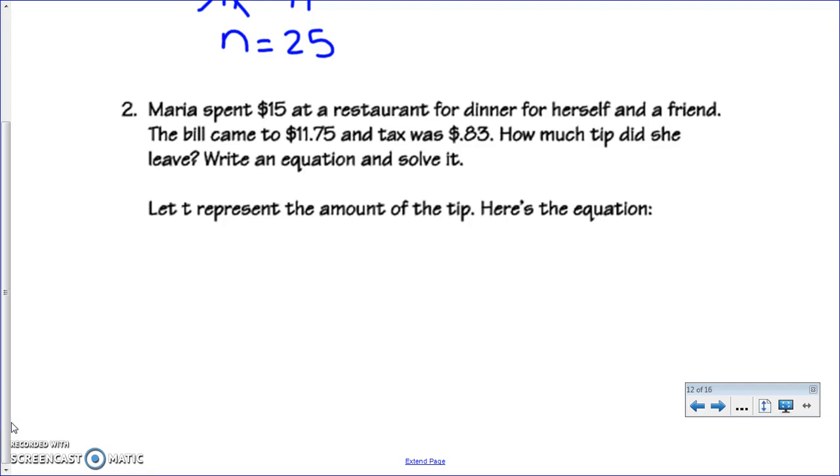For number 2, Maria spent $15 at a restaurant for dinner for herself and a friend. The bill came to $11.75 and tax was 83 cents. How much tip did she leave? Write an equation and solve it. Let t represent the amount of the tip.